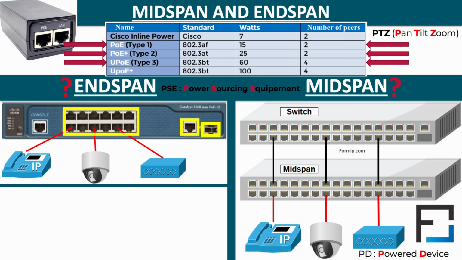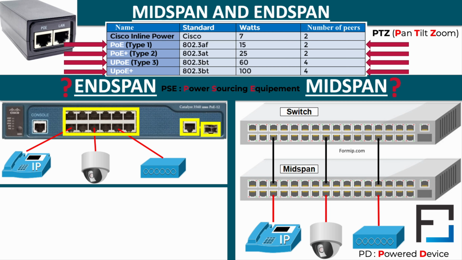Type 3 is UPoE, Universal Power over Ethernet, which is also called high-power PoE. For this, it uses all 4 pairs of wires and supports up to twice the power of Type 2. That is to say, it can go up to 60 W for each device. Very useful for powering small network switches, for example.